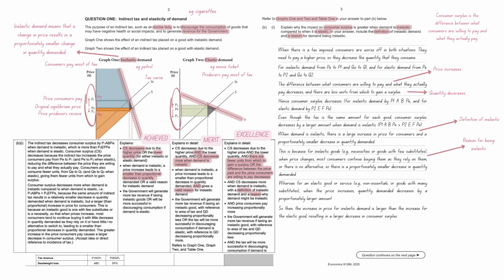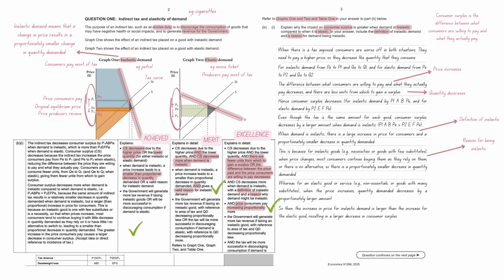And then you also have to say the price that consumers pay increases proportionately more for the inelastic good than the elastic good. So you can see that to get excellence, you kind of just have to include all the points, whereas if you just include some of the points, then you get achieved, and if you include somewhere in the middle, then you get merit. So it's a good idea to try and memorize everything for excellence, and then you can aim for that in the exam. If you freak out and you don't know what to write, you can just write all the things that you remember, and then you'll hopefully get at least merit, but if not, then at least achieved.